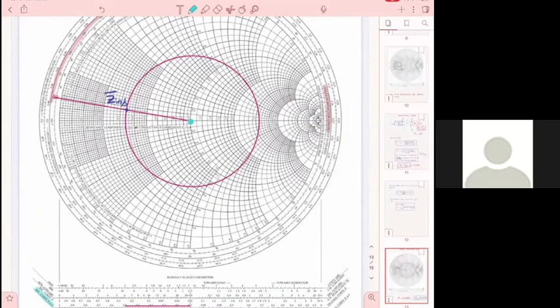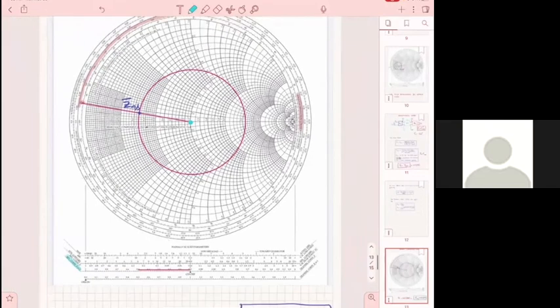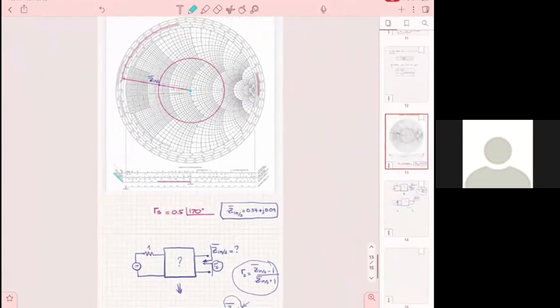Move with the circle to the unity circle. Before I do that, what kind of decision should I make? If you want a series or a shunt. Yes, if I want to use a series or a shunt stub.